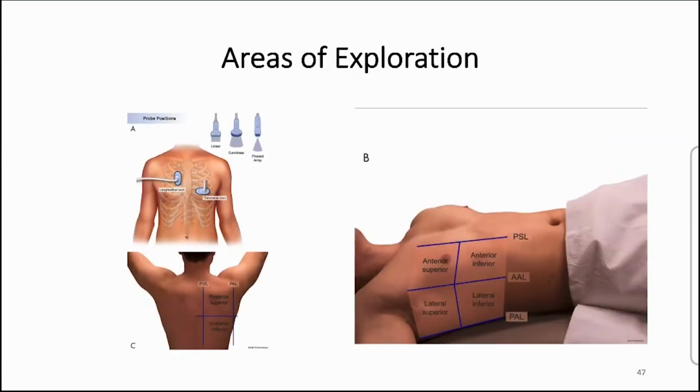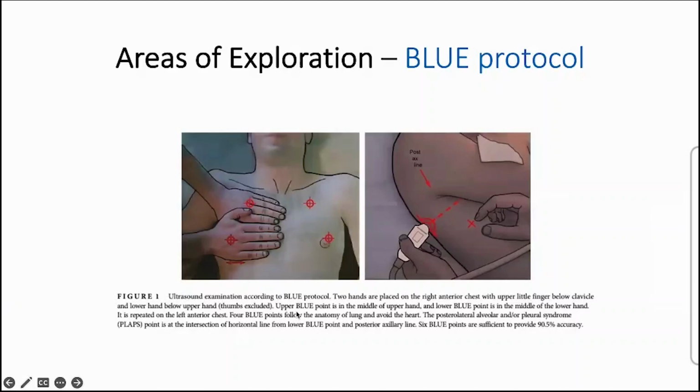This is the area of exploration: the anterior superior, anterior inferior, lateral superior, lateral inferior, and posterior superior and posterior inferior. If we adopt the BLUE protocol, just have a look at this: the two hands on the chest wall, the index finger of the left hand just below and parallel to the clavicle, and the right hand just below the left hand, covering the thumb. The upper point is in the middle part of the left hand, and the lower point is the middle part of the right hand. This is the upper BLUE point, and this is the lower BLUE point.